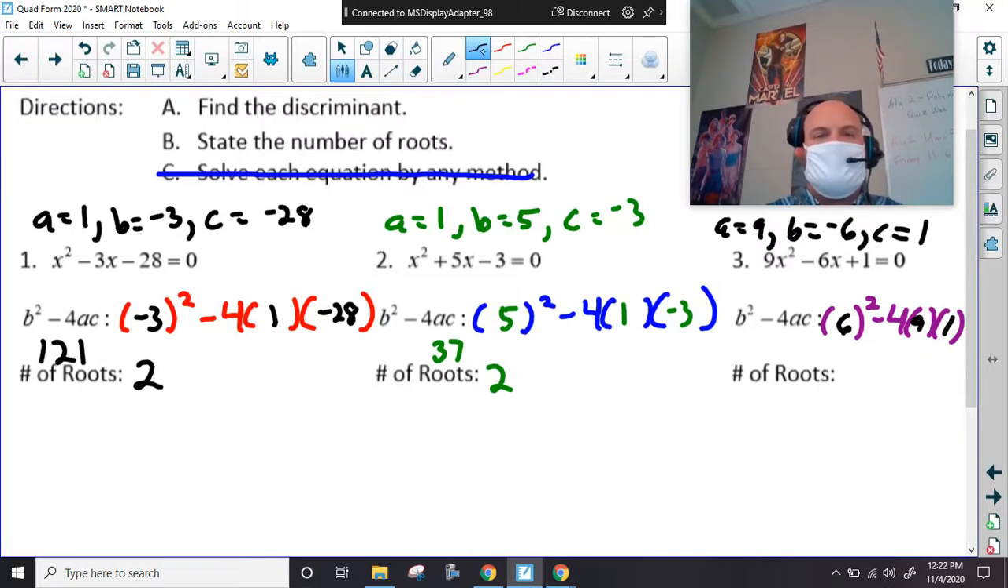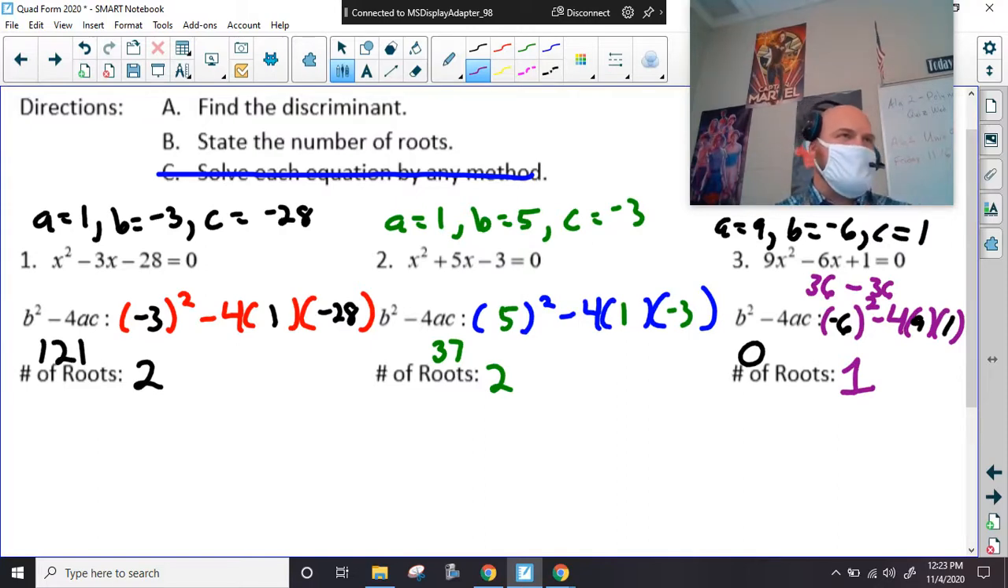Yeah, it's -6. But this gives us 0. So we have one real root. That means it's going to look like the graph where it just touches the x-axis once. Okay, well, -6 squared, that's 6 times 6, that's 36. Minus 4 times 9 is 36. So 36 minus 36 is 0. So we're going to have one real root.